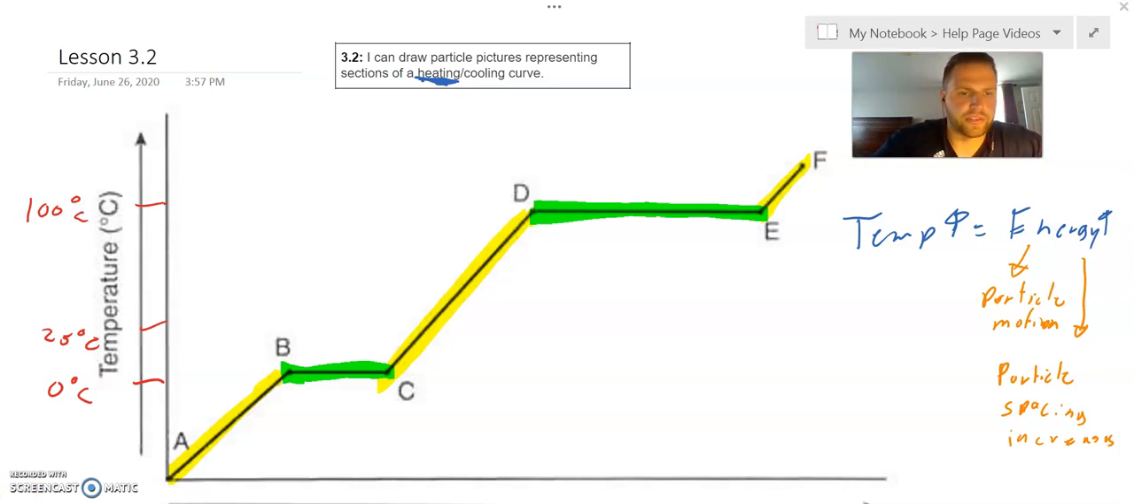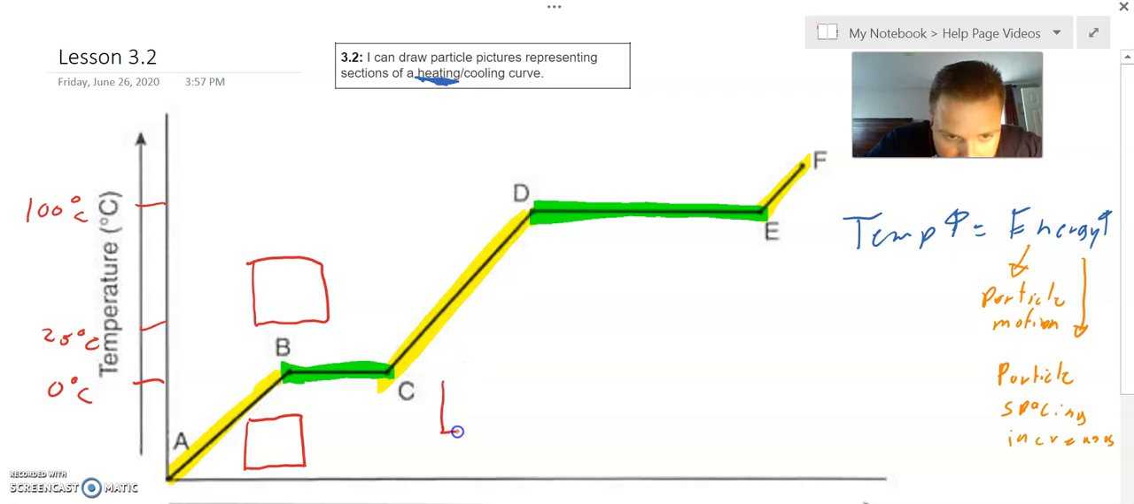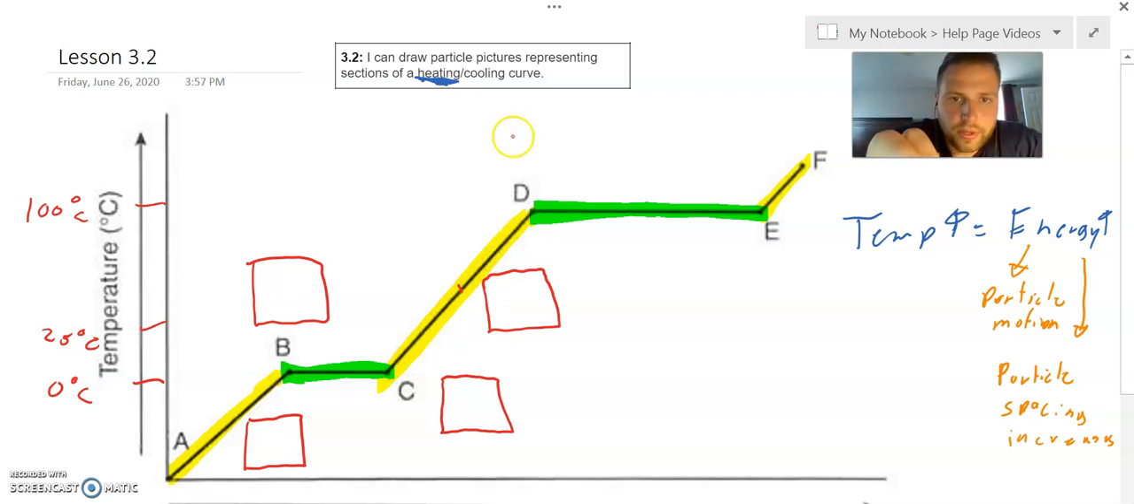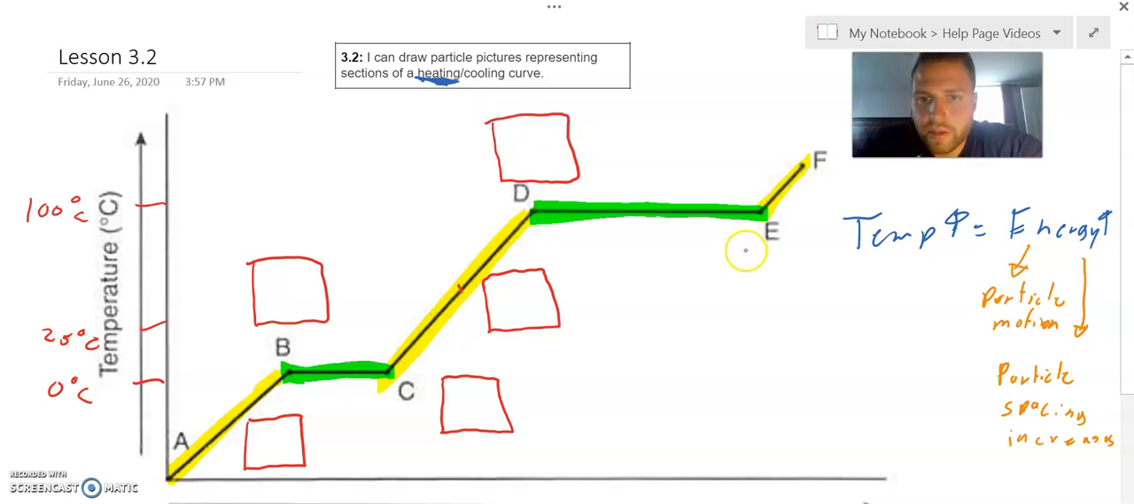Go ahead and make some particle boxes for every point. So here's going to be a box for A. Here's our box for B. They don't have to be perfect. Just try your best. Box for C. We'll do this little midpoint here. We'll draw another one. Here's one more box. Here's a box for D. Here's a box for E. And then here's going to be a box for F.